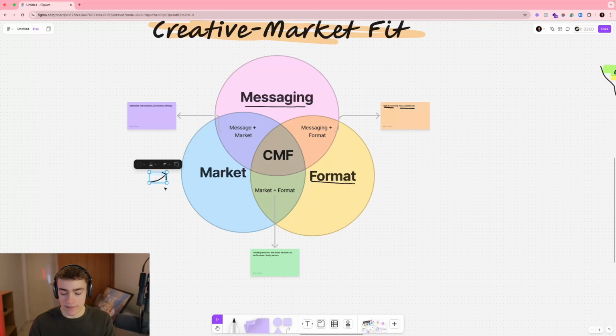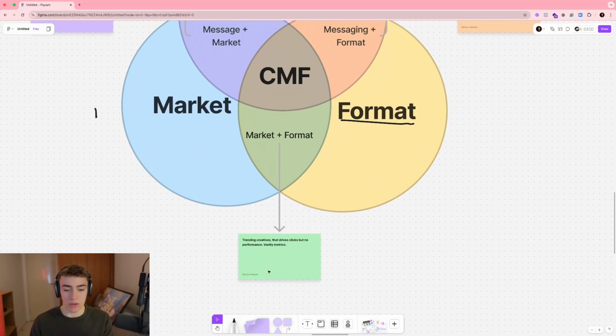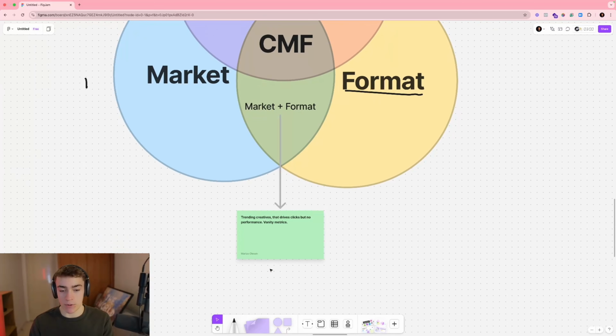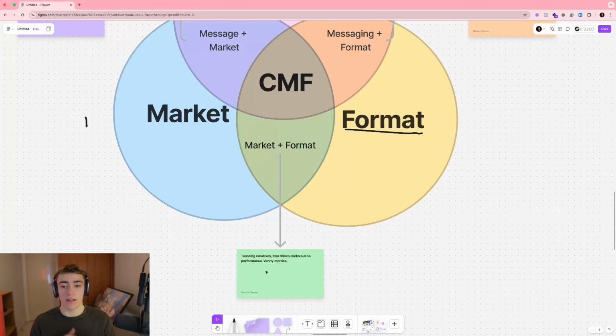I'll take the last example, which is when you have the market on point and the format, but you don't nail the messaging. This is usually when you'd have viral videos or trending creatives that drive clicks but no performance. So you have the market on point and also the format, something that resonates with a big portion of people in the world, with a format which is super trending, and you execute that very well. But the messaging and the sales argument is just not there, and then you just have videos with a lot of views and no performance whatsoever.